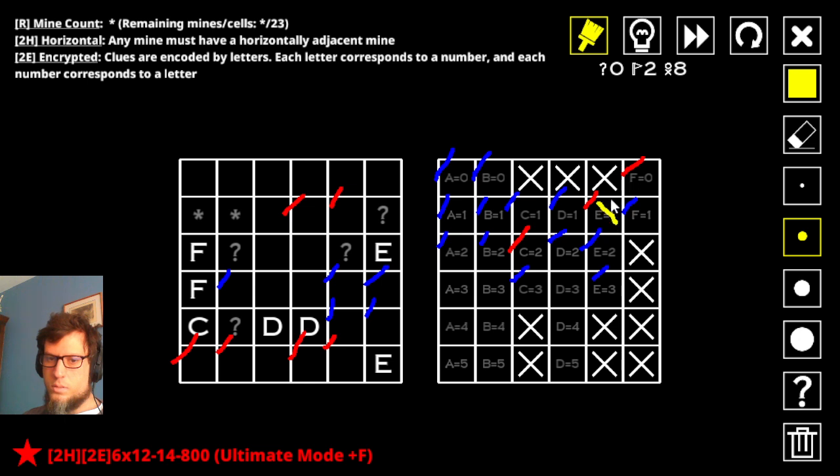Okay, otherwise, this isn't 1, which means E must be at least 2 or 3. If E is at least 2, then you need both of these to be mines. You also need both of these to be mines, because of this one. No, I'm wrong. Not in that case. But at the very least, that one has to be. Which means both of these have to be, which means F is 1 in this case.